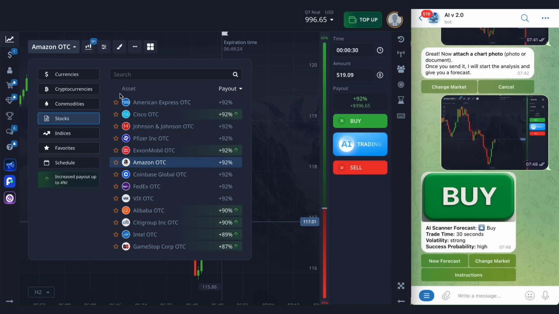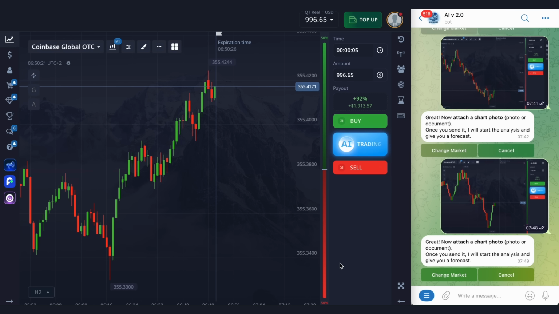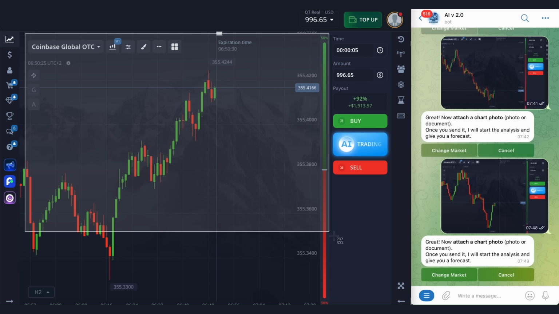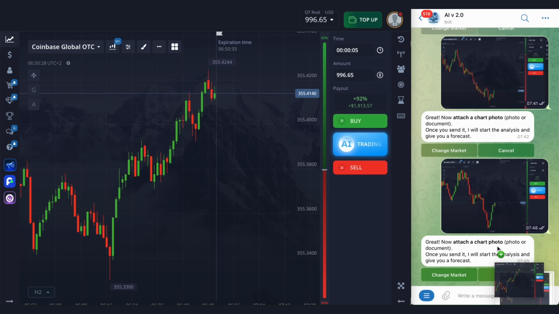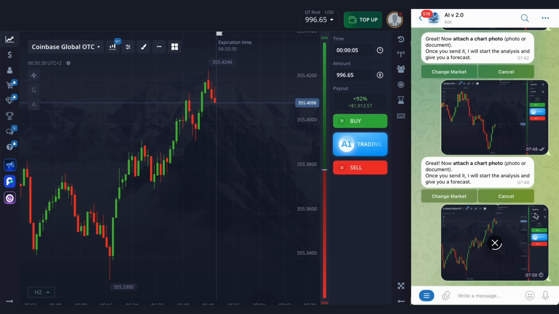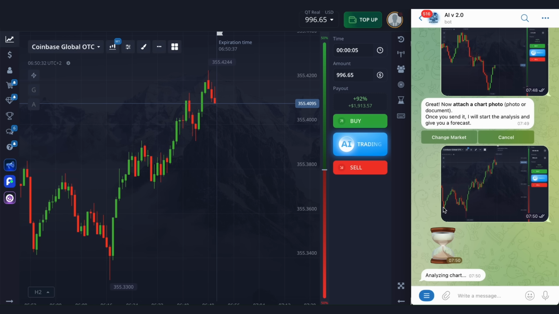All right, let's go ahead and hit the market with one more trade for our AI screener. Let's go ahead and hit the market with Coinbase Global, taking a nice screenshot and attaching it to our AI screener. For this session, this is gonna be our last trade. We're gonna hold on tight once we send it to analyze and give us a forecast.